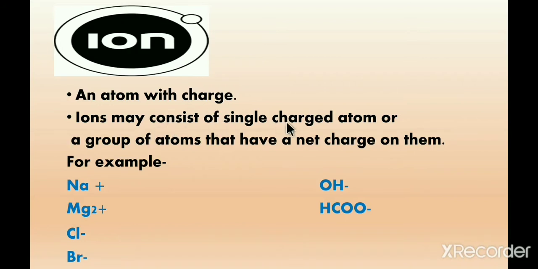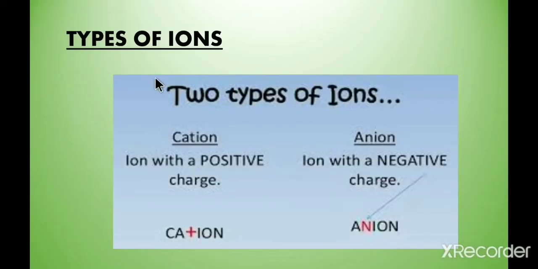Ions may consist of a single charged atom, like you can see here, Na+, Mg2+, Cl-, Br-, or a group of atoms that have a net charge on them. Here you can see OH- is having -1 charge, and formate ion, that is HCO2-, is carrying -1 charge. So students, here we have achieved the first learning outcome, that is now you are able to define the term ion.